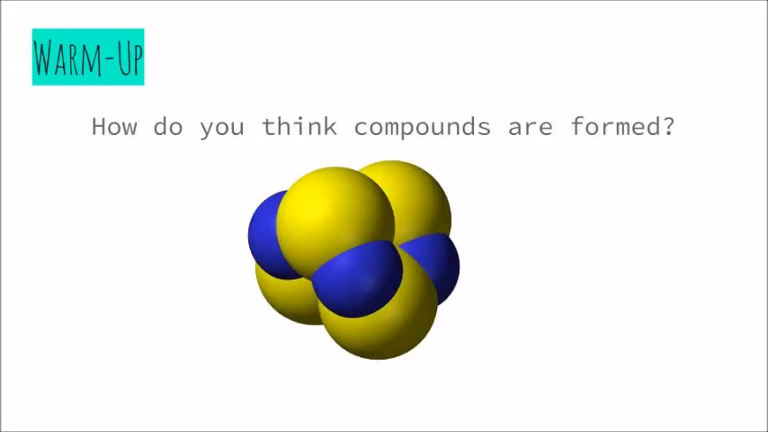Alright, so first things first, let's start off with a warm-up question. How do you think compounds are formed? Remember, elements that react together form compounds. Their atoms join the other atoms through chemical bonds. For example, iron and sulfur react together to form a compound called iron sulfide. Another thing that's good to remember is that compounds usually have different properties from the elements they contain.